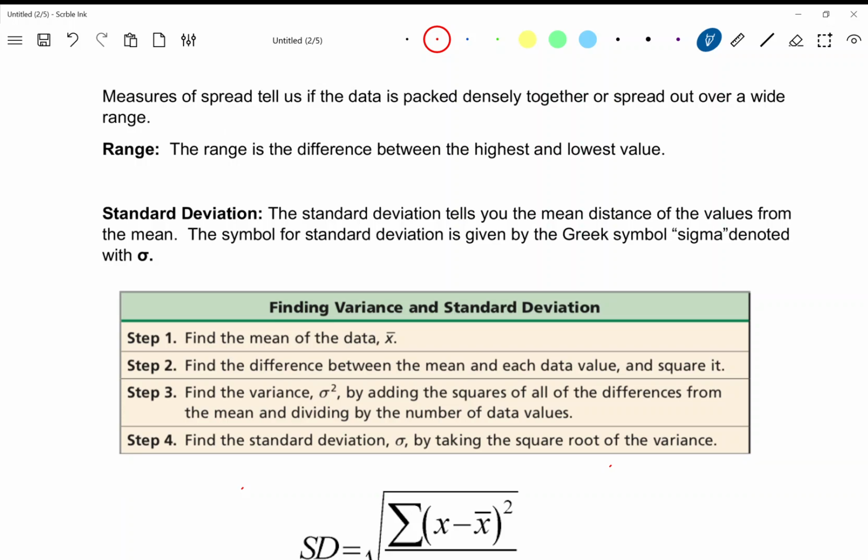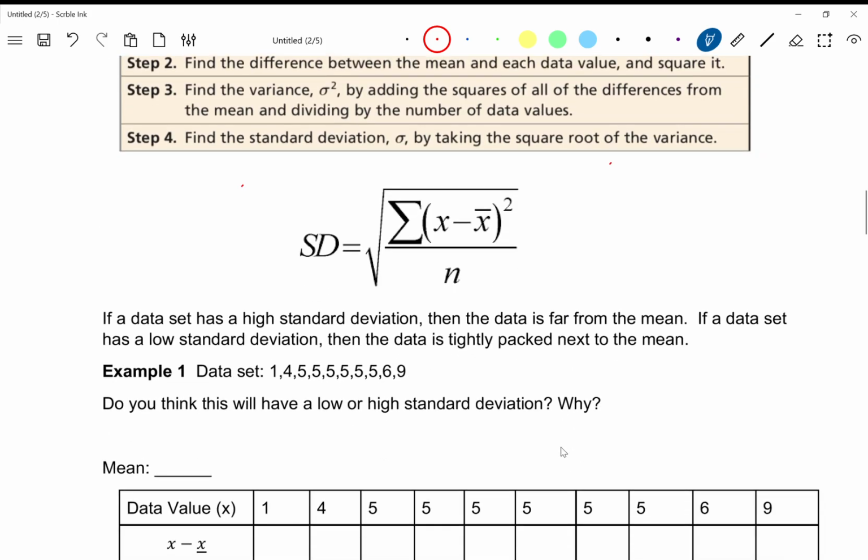All right. Standard deviation is going to be the main thing that we use to look at measures of spread. And kind of the purpose of standard deviation is it partially tells you how concentrated all of the data is towards the middle or not. And the math definition of the standard deviation is it's the mean distance of the values from the mean. So it's the average distance away from the average. And the actual equation that we use for finding those answers is right here.